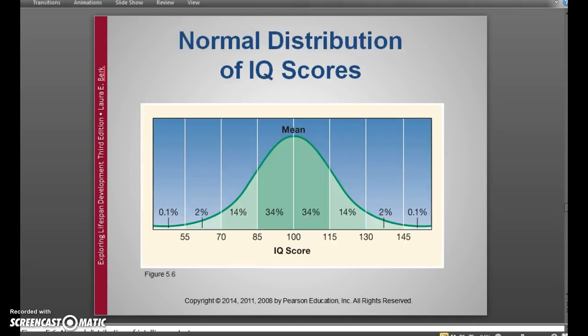When I say a normal distribution for IQ scores, this is a picture of a normal distribution. You'll see the score of 100 is the mean, meaning that the majority of people who are screened have average intelligence of 100. To be below average would be to have an IQ of 85 or 70. To be above average would be to have an IQ of 115 or 130.